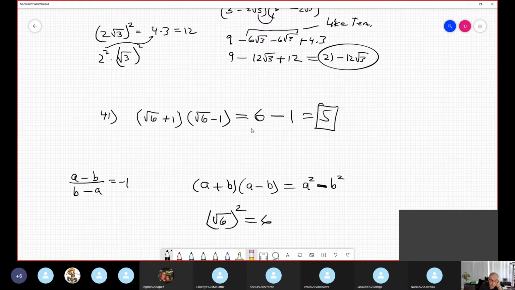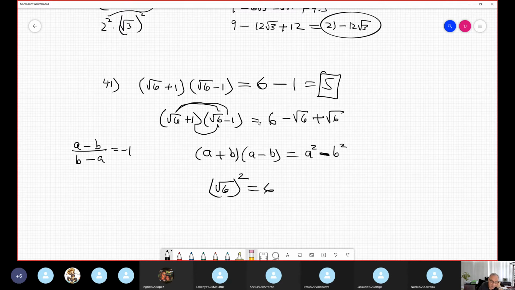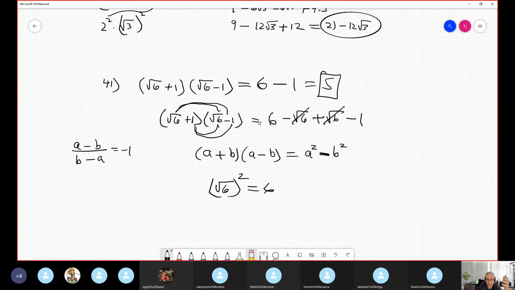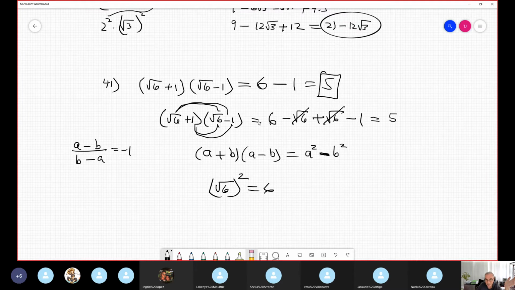Okay, for the student that doesn't remember anything, okay, I respect. You apply FOIL. Radical 6 times radical 6 is 6. Radical 6 times negative 1 is minus radical 6. 1 times radical 6 is plus radical 6. And 1 times negative 1 is negative 1. This cancels. I guarantee you that when you multiply two conjugates, the inner and the outer always cancel out and stay alive, the 6 minus 1 is 5. Any questions?